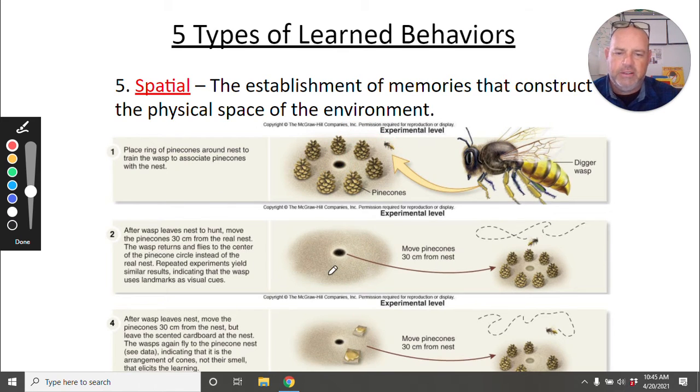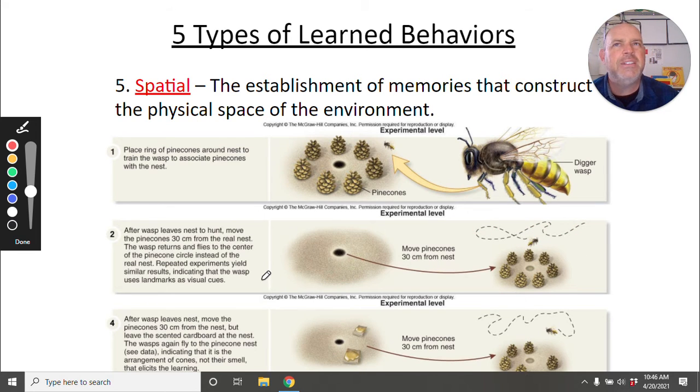And so when you look down here at the second one, after the wasp leaves, the scientists do something a little bit cruel, and they move the pine cones. They move the pine cones away from the nest. The nest is still over here, but they move the pine cones. And look what happens to the wasp. He comes back and he's hovering over the pine cones, and he's looking for his nest, but he can't find it.